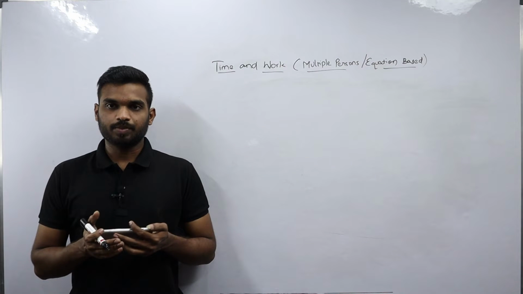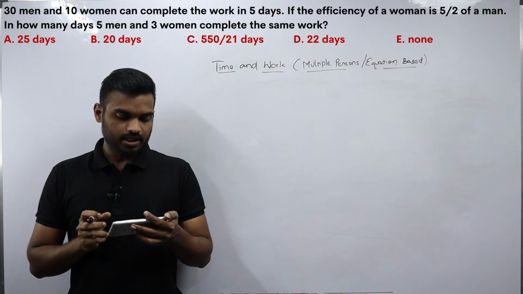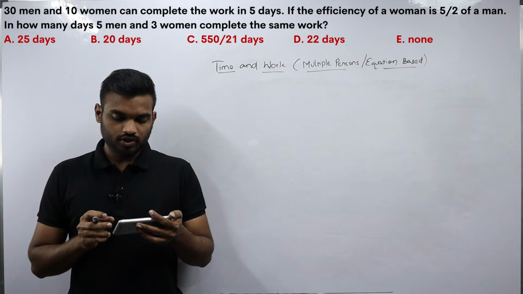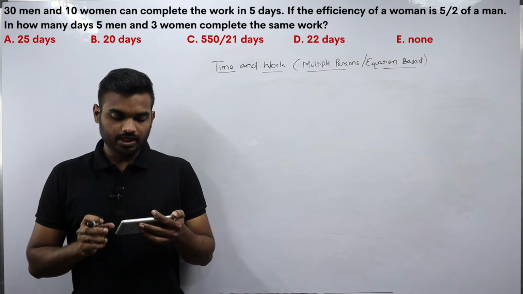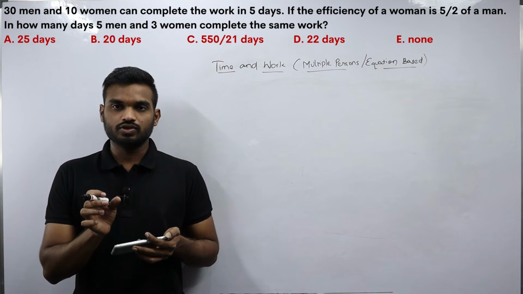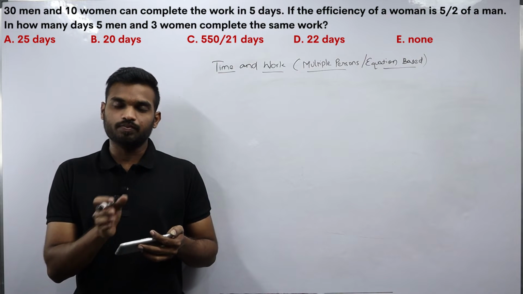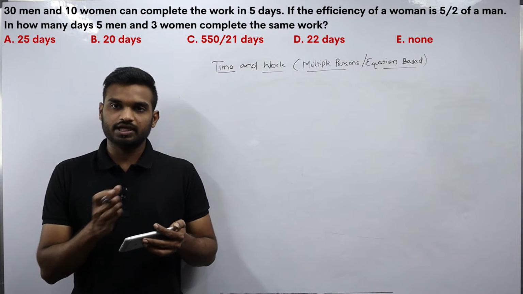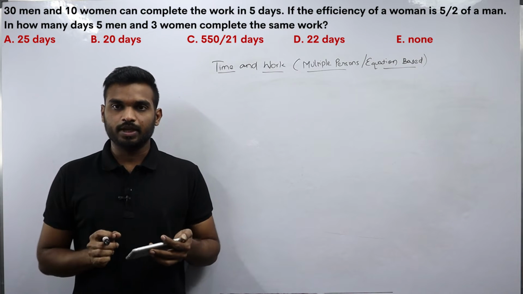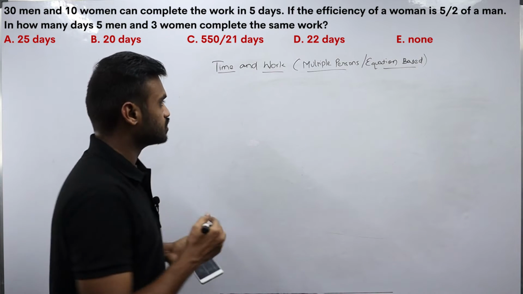Let's see the first problem. They are saying that 30 men and 10 women can complete the work in 5 days. If the efficiency of a woman is 5 by 2 of a man, in how many days can 5 men and 3 women complete the same work? Here the keyword is same work, so the total amount of work done is the same in both the scenarios, and we can simply equate them. Also they are saying the efficiency of a woman is 5 by 2 of a man. Now let's see how to solve the problem.